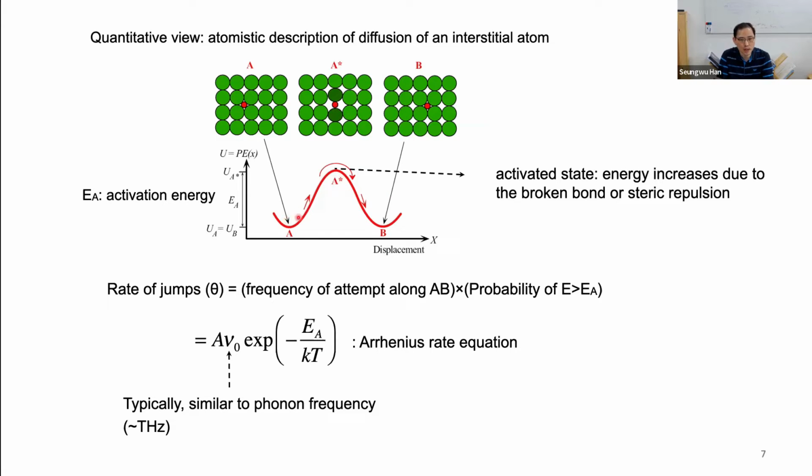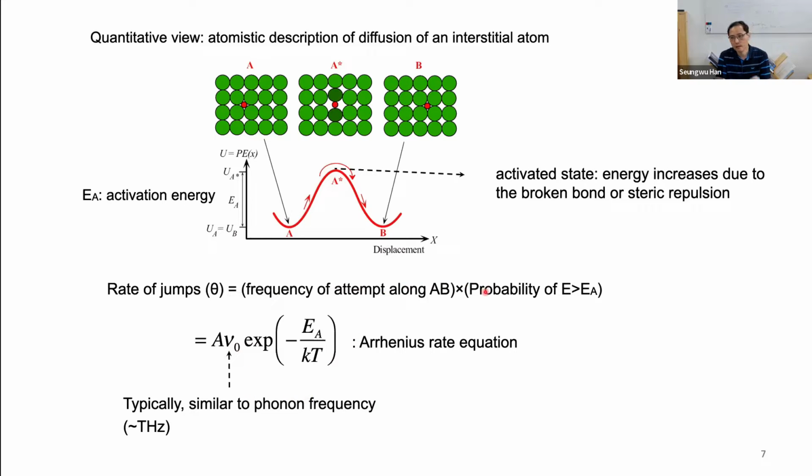Right. So within this statistical thermodynamics, within the harmonic transition state theory, the rate of the jump, so how many jumps you can make from one side to the other, depends on the product of two parameters. The first one is how many times you attempt to cross the barrier, which is called the attempt frequency, which is typically similar to the phonon frequency.